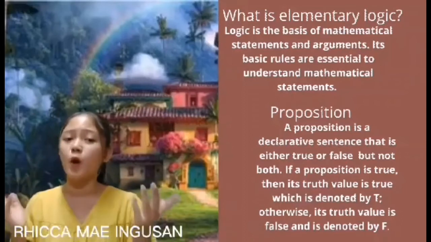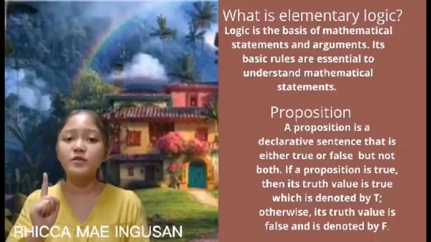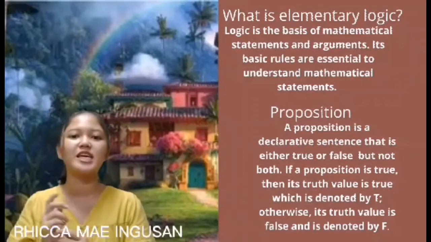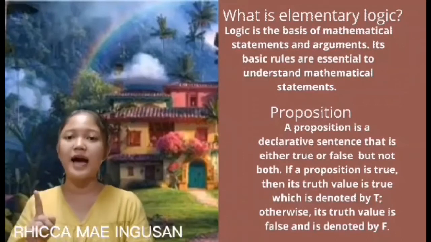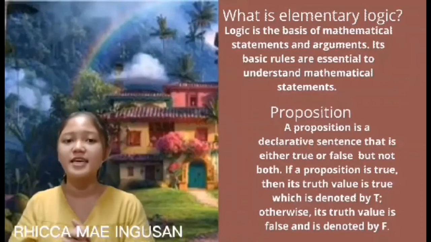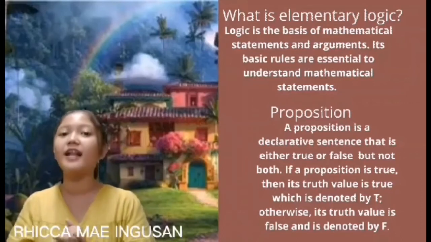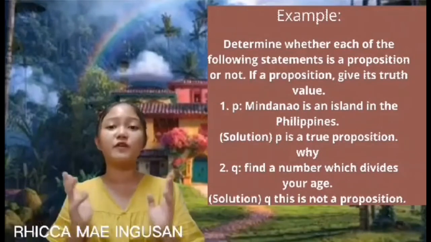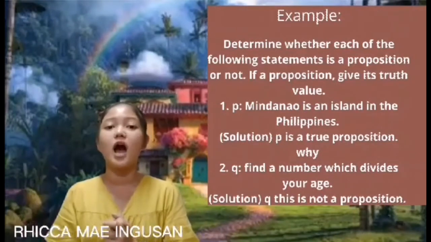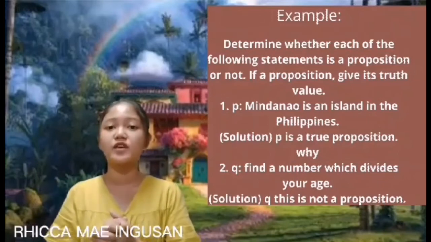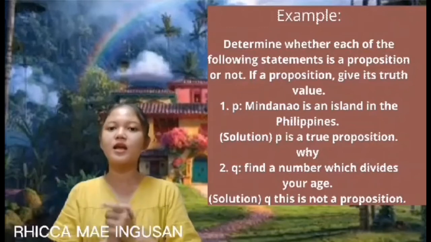So, what is a proposition? If a proposition is true, then its truth value is true, which is denoted by capital T. Otherwise, its truth value is false and is denoted by capital F. Example: determine whether each of the following statements is a proposition or not. If a proposition, give its truth value.